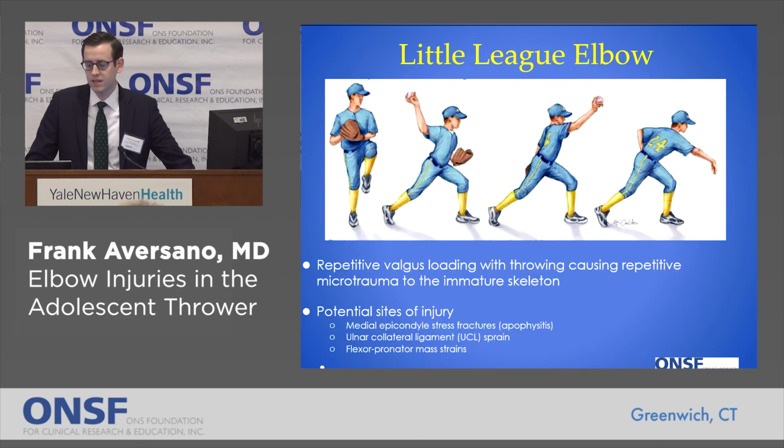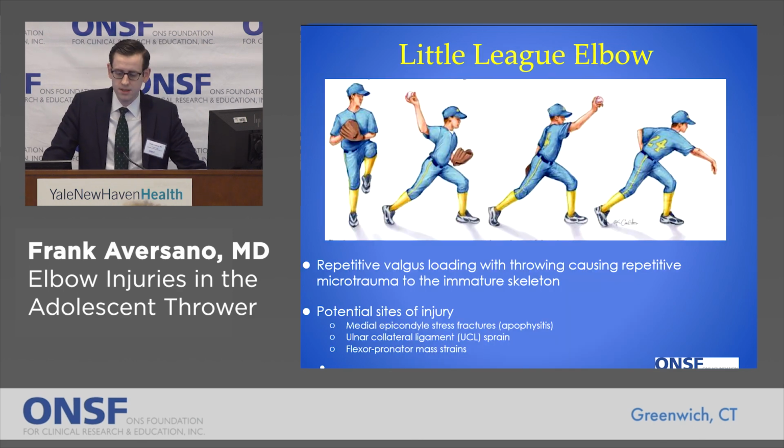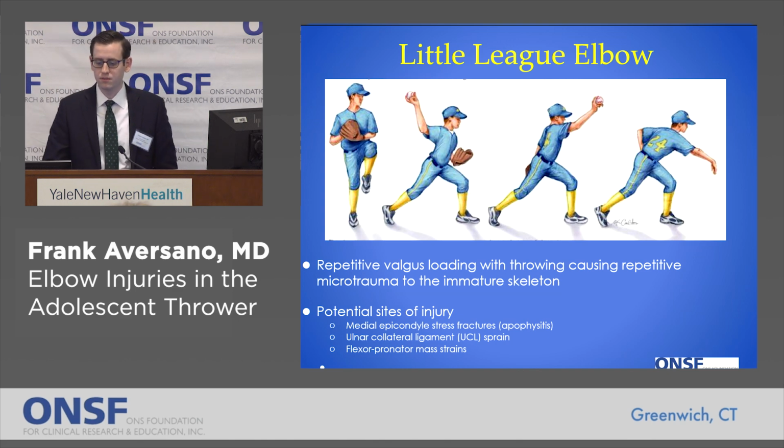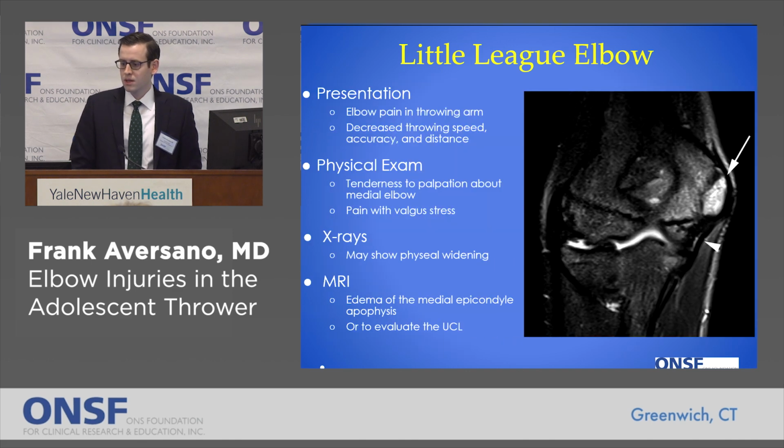So Little League elbow is due to repetitive valgus loading of the elbow from throwing, and this leads to microtrauma on the immature skeleton. Potential sites of injury are the medial epicondyle, that's the bony prominence on the inner part of your elbow. The ligament that attaches to that is called the ulnar collateral ligament, and then the group of muscles that attaches to that is called the flexor pronator mass, and that's what bends our wrist and rotates our forearm down. So in Little League elbow, typically patients will present with elbow pain in their throwing arm. It's typically a pitcher, but it can be other field positions as well.